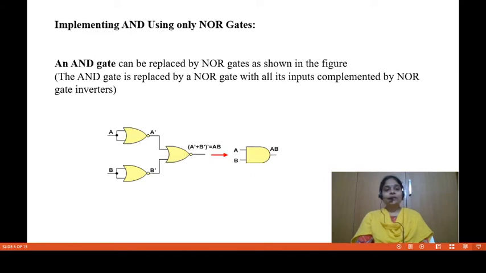Next, implementing AND using only NOR gates. You have to implement the AND gate function by using NOR gates. For the first NOR gate, you give the same input A, and you will get the output A complement. For the second NOR gate, you give the same B input, and you will get B complement. Then you pass the output of the first NOR gate and the output of the second NOR gate as the inputs to the third NOR gate, A complement and B complement, and you will get the output AB. AB is the expression for the AND gate.